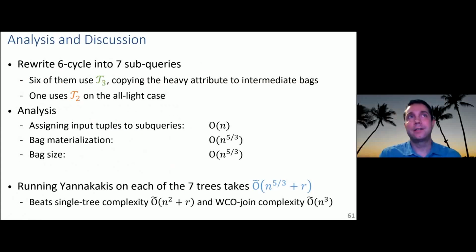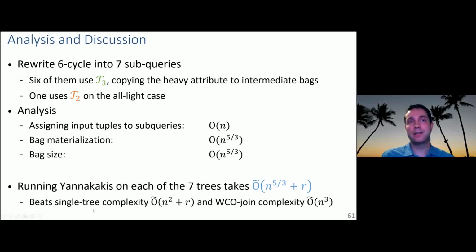So what did we do in the end? We took that 6-cycle query. We created essentially 7 subqueries. 6 of them use T3, 1 of them uses T2. And by routing the tuples carefully to either of these, we found a way that we never exceeded the bag size of n to the 5/3. And that means that when we run Yannakakis on the resulting relations that we get in these trees, we actually have a guarantee that the running time does not exceed n to the 5/3 plus the result size.